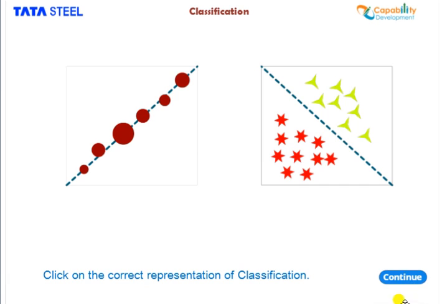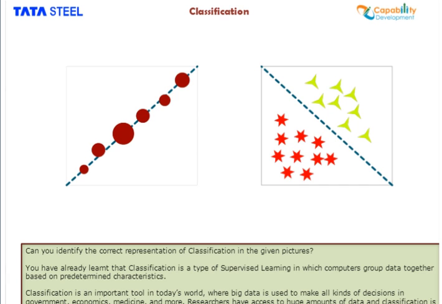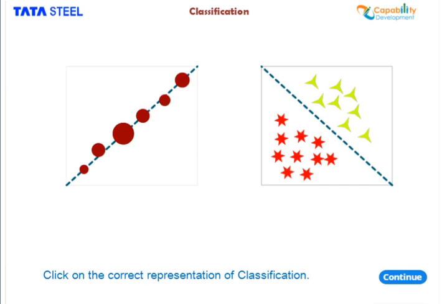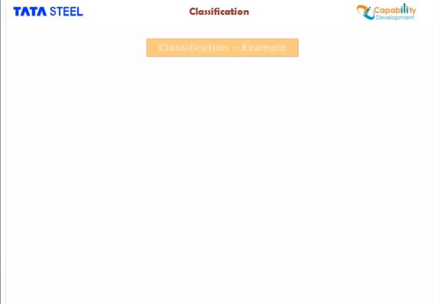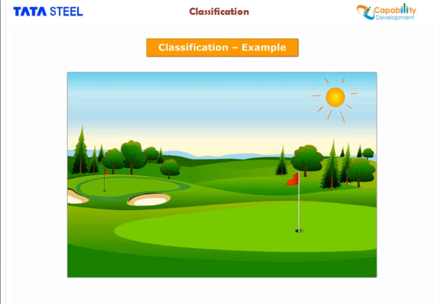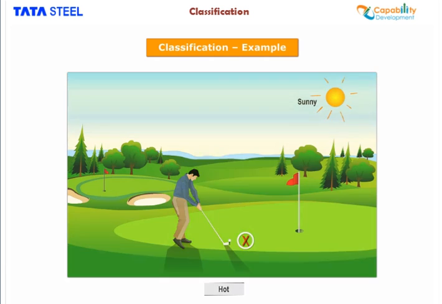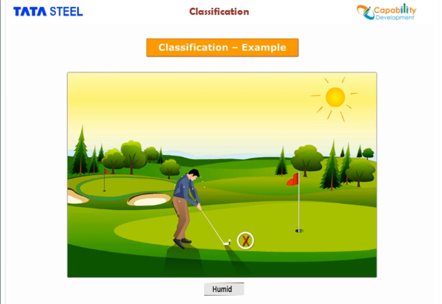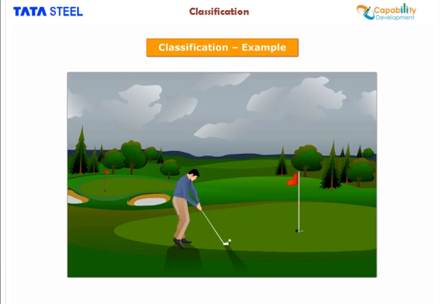Can you identify the correct representation of classification in the given pictures? Let us learn more about the classification process through this interesting example. Most golfers prefer to play when the weather and outlook conditions meet certain requirements. Despite the outlook being sunny, too hot or too humid conditions are not preferred. On the other hand, overcast skies with cool temperature pose no problem for playing.